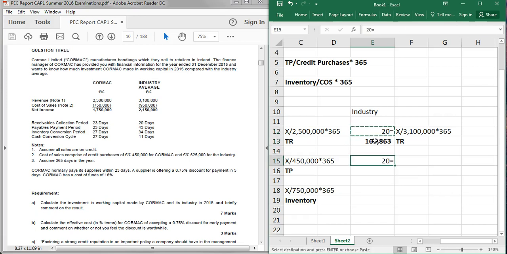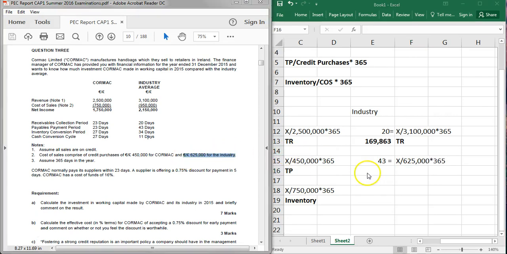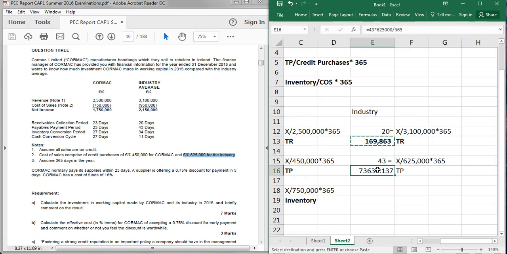The payables is 43. And it's X over, for payables you're using the 625, which is credit purchases, times 365. Your total credit purchases there for the industry. So it's 43 times 625 divided by 365. So your trade payables then are about, and remember we do have to comment on this at the end, so we'll come back to it, about 73,630.